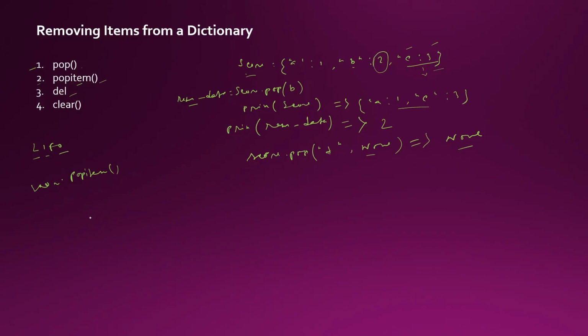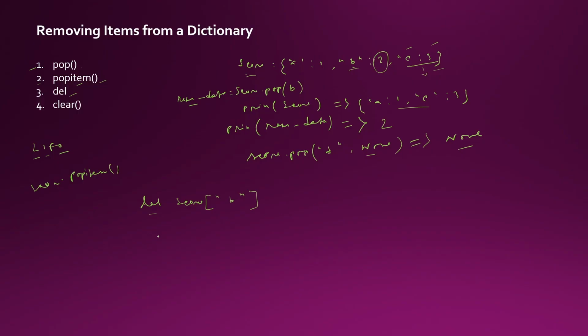For del, del also works just like pop. If I write del, then I mention my dictionary name, and within this I pass my key, suppose B. Now if I perform this, it also removes the B and 2, this will be removed.